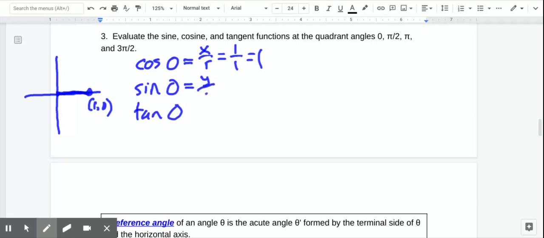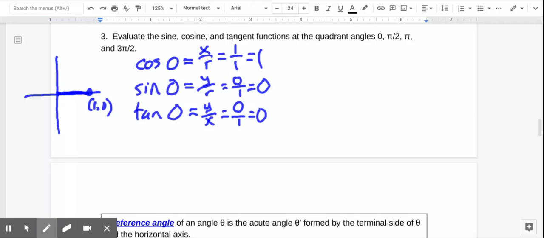Sine is y over r. So our y value at that point is 0, and our radius is 1. So sine of 0 is 0. And then tangent is y over x. So we have 0 over 1, which is 0. And you can verify these, plug them into your calculator, check and see that they work.